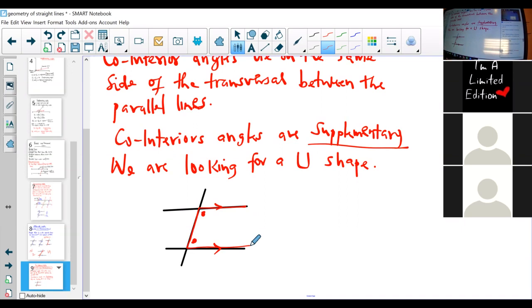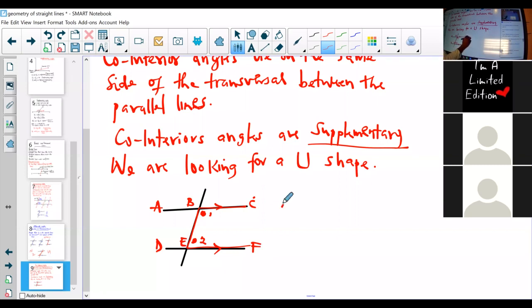We are looking for a U shape. So that angle and that angle there. Let's call this 1 and let's call this 2. Okay, let's call this A, B, C, D, E, F.